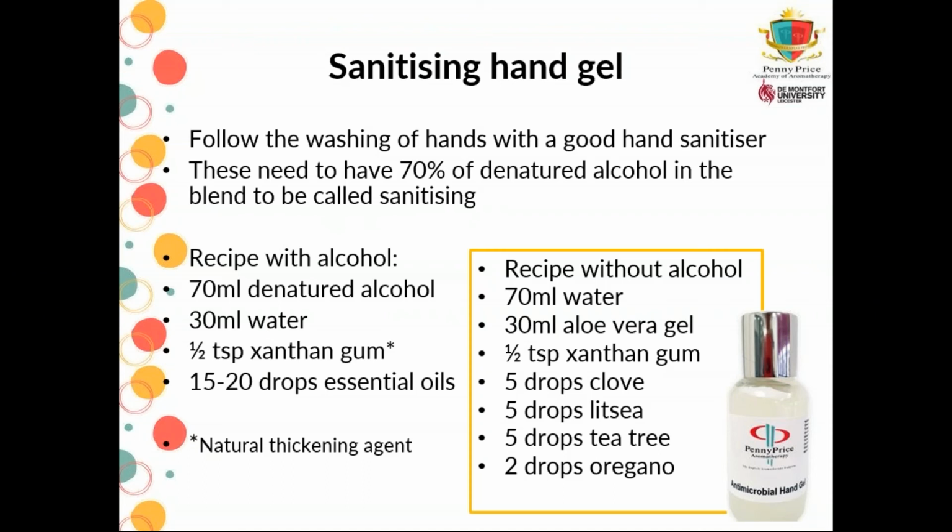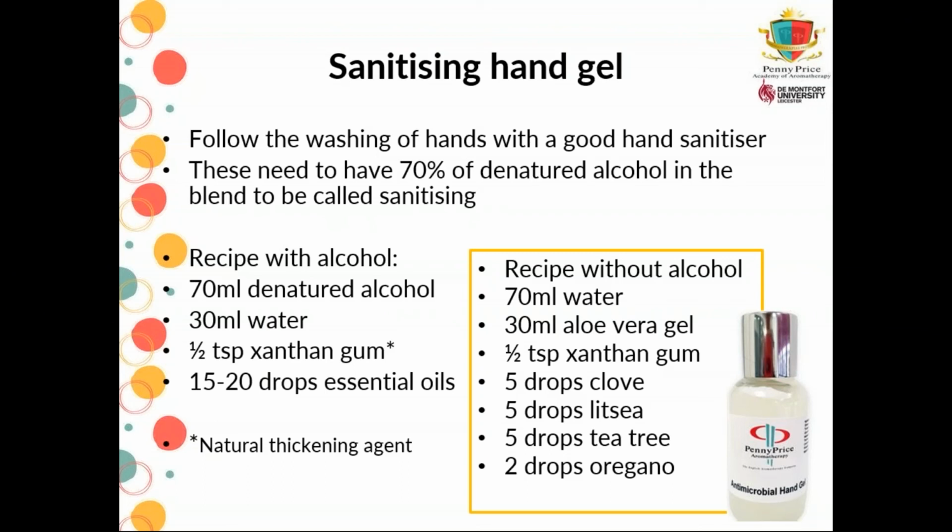So 70 ml of water and 30 ml of aloe vera gel, both of those are water based. So what you do is you add your xanthan gum to your water, and you then add the water slowly into the aloe vera, and you will get a nice thick gel. And then I've given you some suggestions for essential oils there: clove, Litsea. I've put tea tree in. I don't like it, but I've put it in.